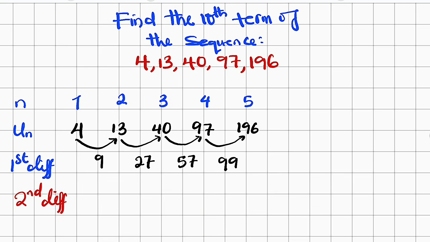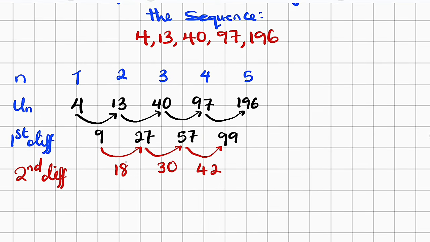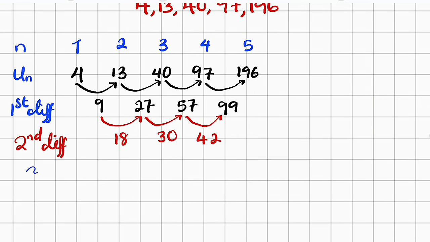The question is, which number can be added to 9 to get 27? We can add 18, right? So if you add 18, you're going to get 27. Then from 27 to 57 is by addition of 30. And from 57 to 99, you can simply add 42. These 3 numbers are entirely different, which means that this sequence is not quadratic. If it is not quadratic, we move on to the third difference.